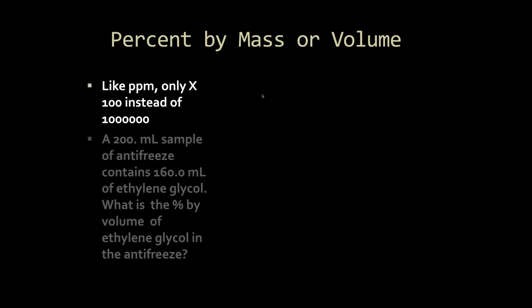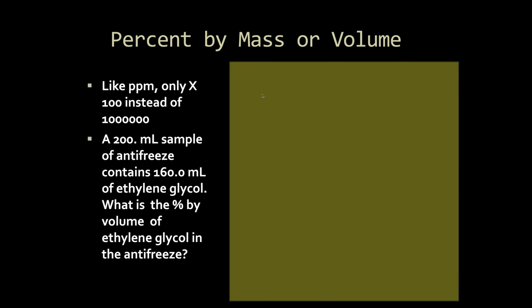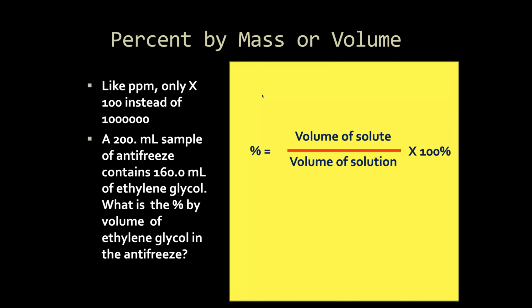Okay. Percent by mass and volume works exactly the same way, except instead of multiplying by a million when you're done, you just multiply by 100. So let's say we have a 200 milliliter sample of antifreeze and it contains 160 milliliters of ethylene glycol. What would the percent by volume of this ethylene glycol be in the antifreeze? So what we do is we take the volume of the part, we divide it by the volume of the whole, and we multiply by 100.